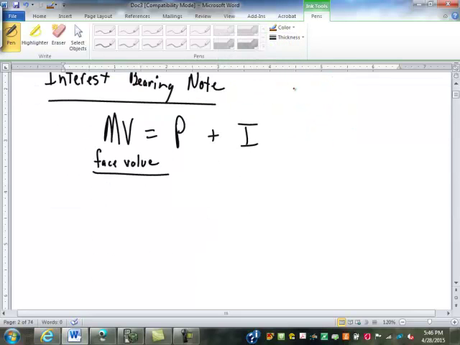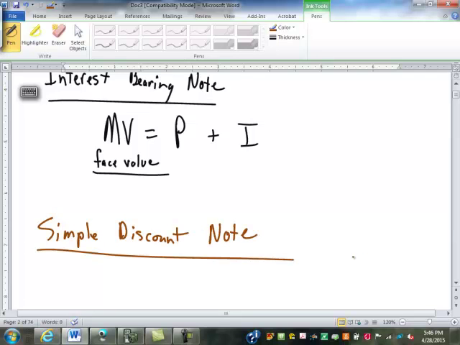Well, along with a simple interest-bearing note, we have a simple discount note. In a simple discount note, it is still interest equals principal times rate times time. Only instead of interest, we call it the discount equals principal times rate times time.